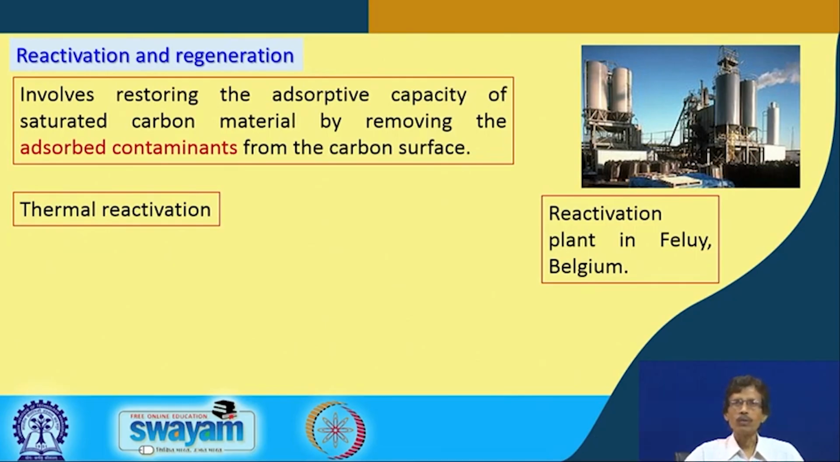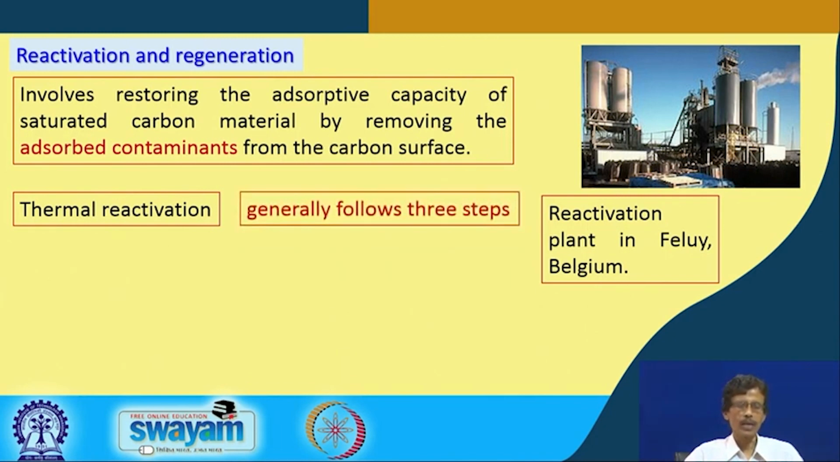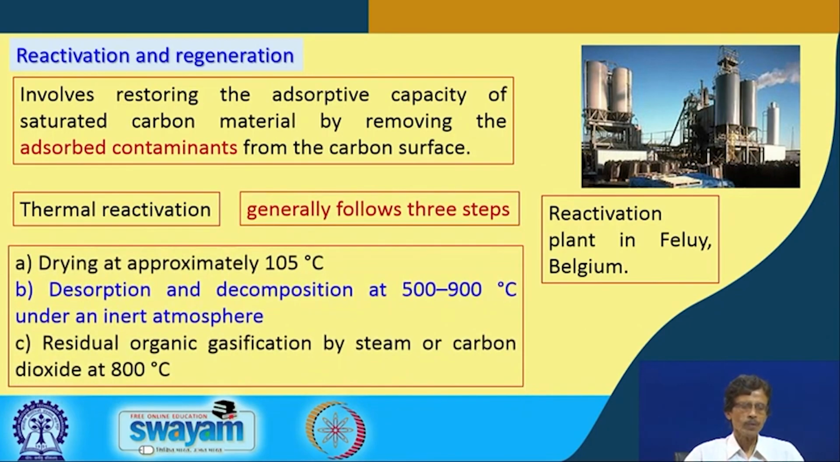Then we can go for the technique of thermal reactivation. It generally follows 3 steps, A, B and C. The first of them is drying, at approximately 105 degrees centigrade. If the adsorbed molecules can be removed from the material at that temperature, then 105 degrees centigrade is fine. Otherwise, we can go for a higher temperature.